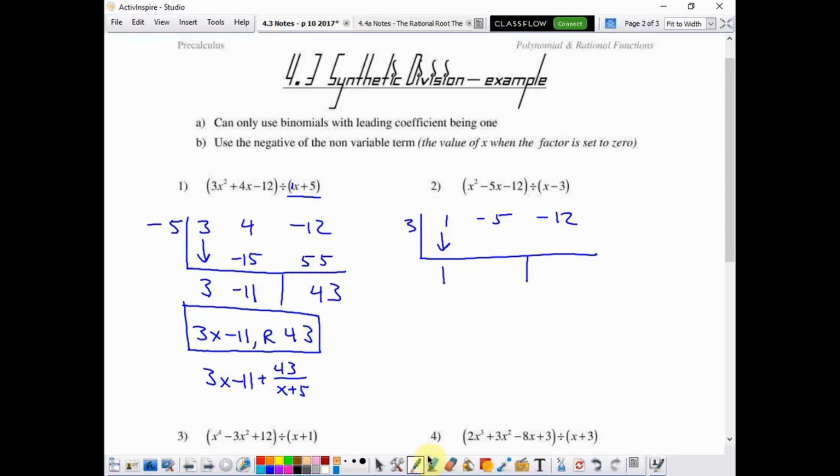Bring down the 1, and then it's just multiply and add, multiply and add. 3 times 1 is 3. Add, negative 2. 3 times negative 2 is negative 6. Add, negative 18. Here's my remainder, constant term, and my x term. 1x minus 2 with a remainder of negative 18.